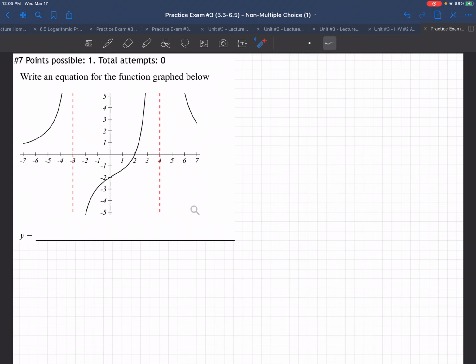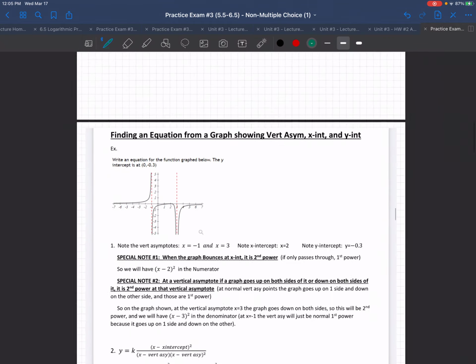In this example, we are writing an equation for the function graph. So we have this kind of crazy looking graph, and they want us to write a function. Well, how's it going to work? In general, how it works, if you come down here, here are the notes.